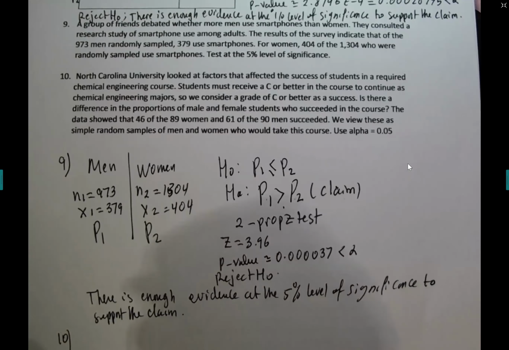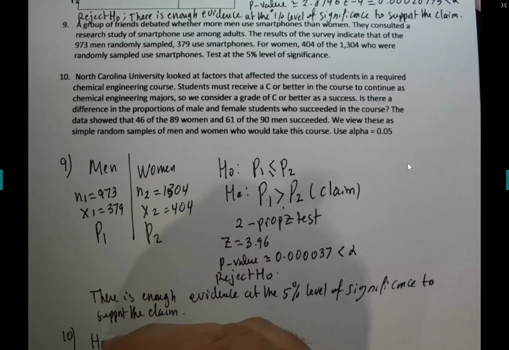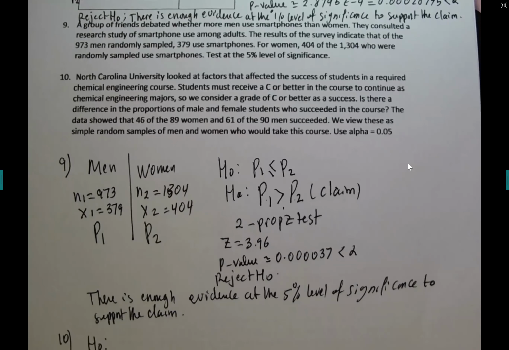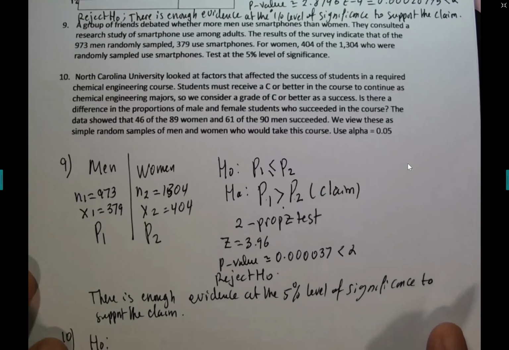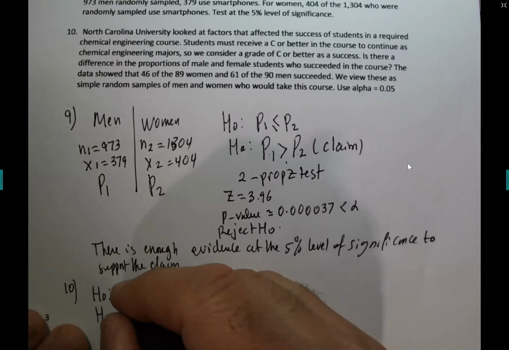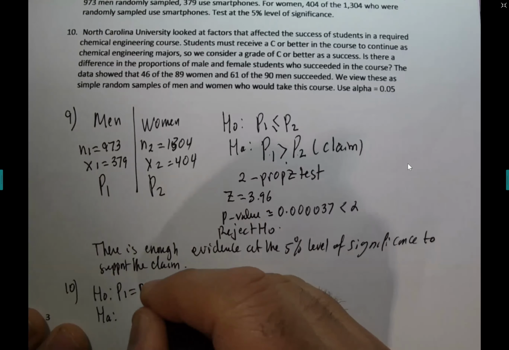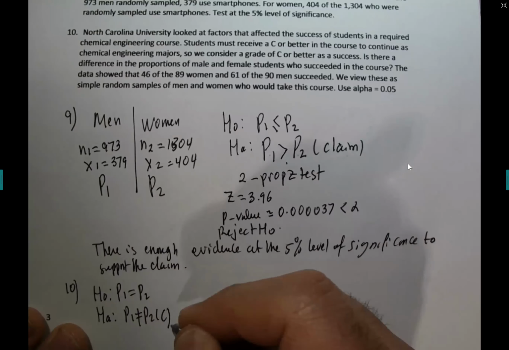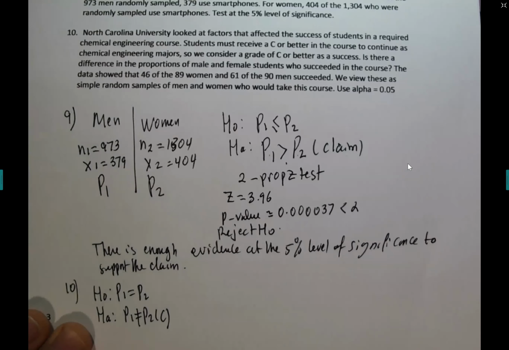Okay, can someone tell me what would be the null and the alternative from just the first statement? What do you guys think? Equal to or not equal to? Yeah. Difference, not equal to. That's what it means. And that's the claim. That's the claim C.